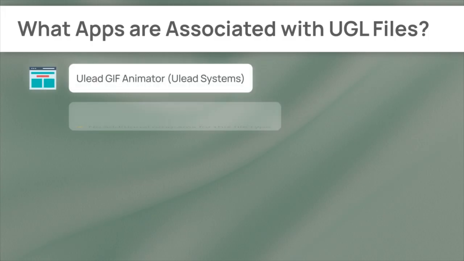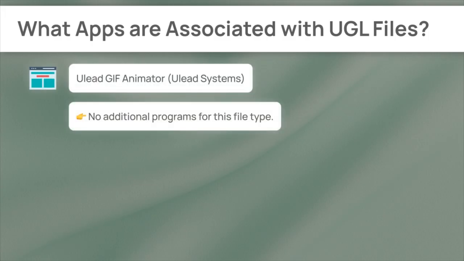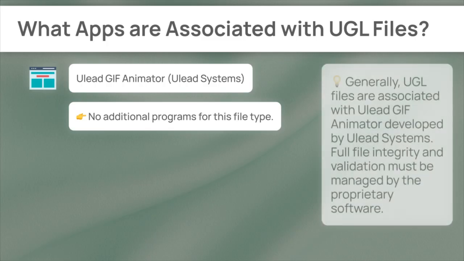The UGL file originated with and is formally handled by Ulead GIF Animator, developed by Ulead Systems. Full file integrity and validation must be managed by the proprietary software. Windows displays a basic representation, but design-specific features require advanced software.